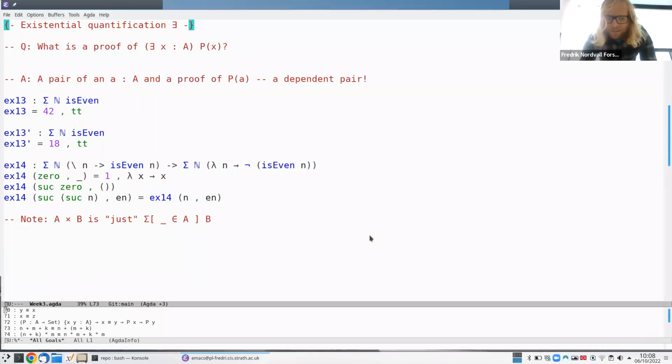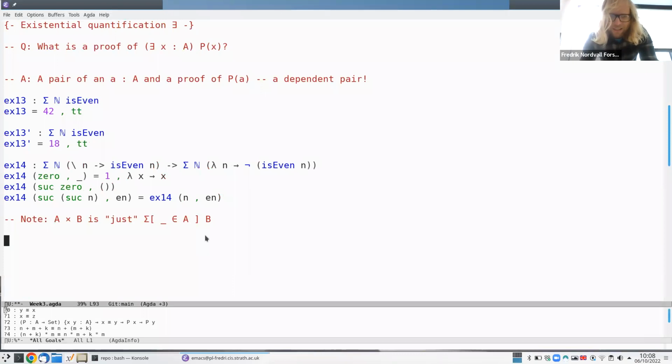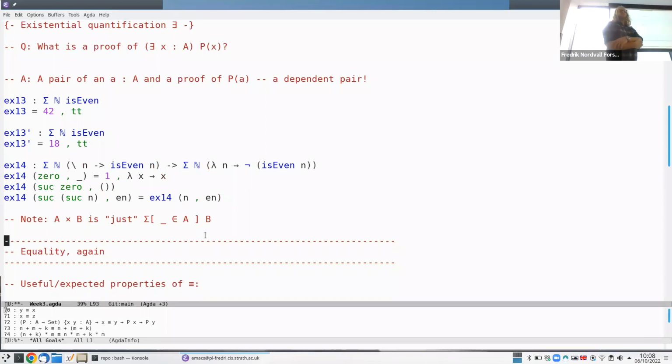The plan for today: we were looking at classical logic, and we were looking at quantifiers last time. Plan for today is to get back to equality, because this is one of the hardest topics in type theory and life. So let's just do a little bit more of equality.